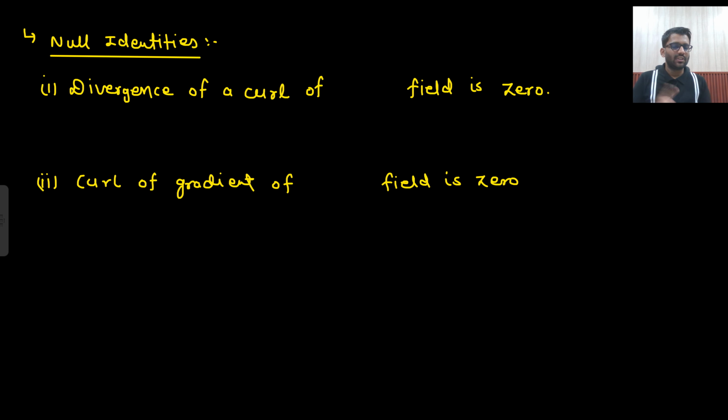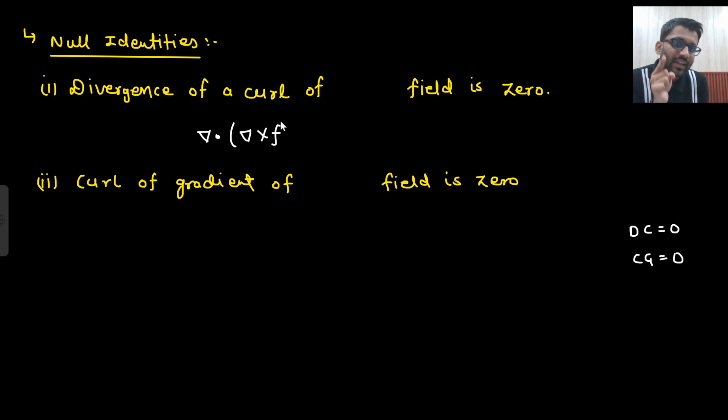Null identities. So this is what I was talking about. Two things I asked you to remember: DC is 0 and CG is also 0. So divergence of curl is 0. Divergence of a curl is 0. But which field? If you are calculating the curl, that means certainly it has to be a vector field. So divergence of curl is 0.